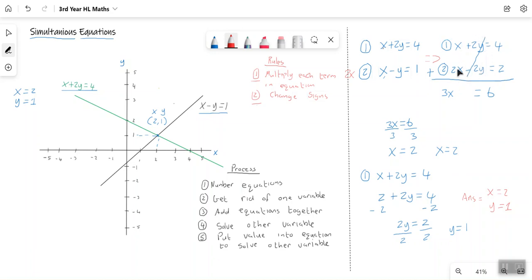So we added x plus 2x gives me 3x. Plus 2y minus 2y cancels out, gives us nothing. And then 4 plus 2 is equal to 6.